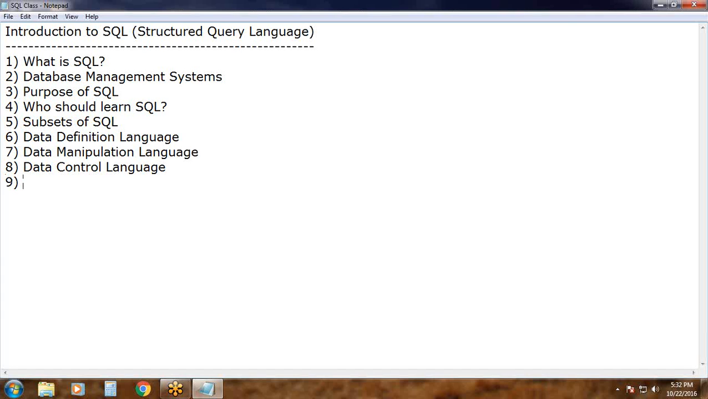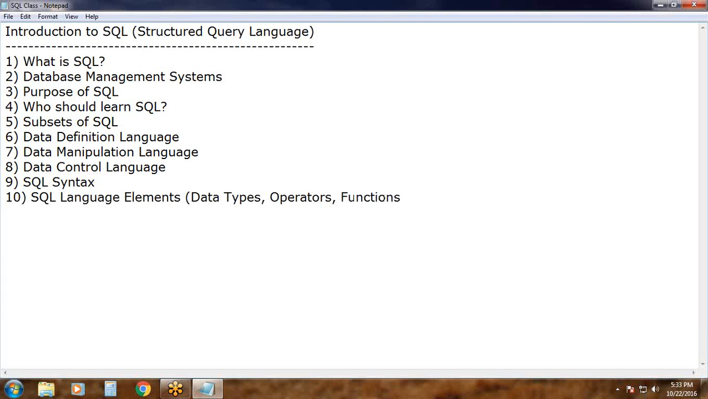Next, SQL syntax. Next, SQL language elements: data types, operators, functions, queries, etc. Next, last one, SQL environment setup.